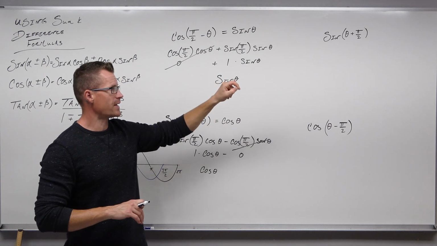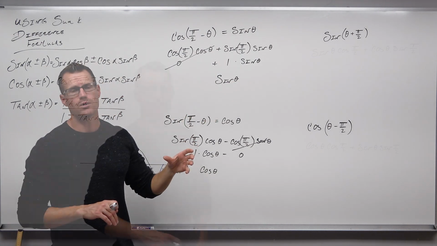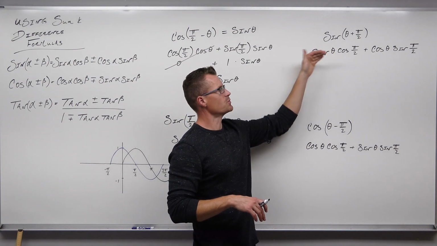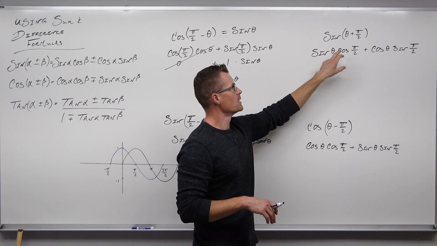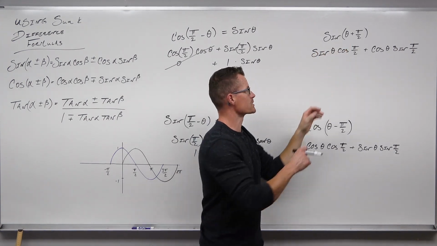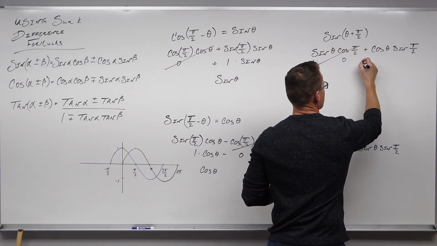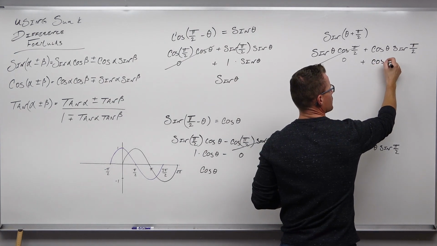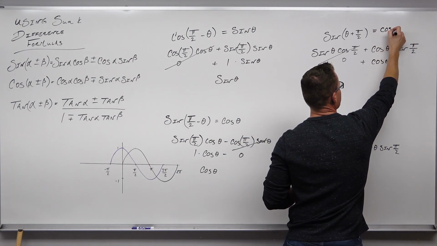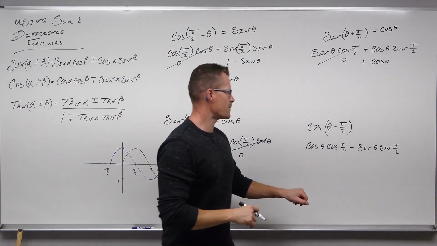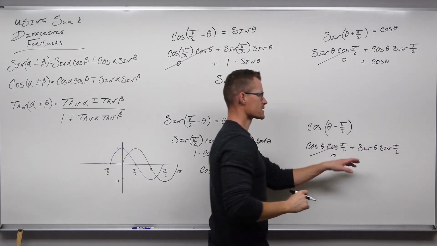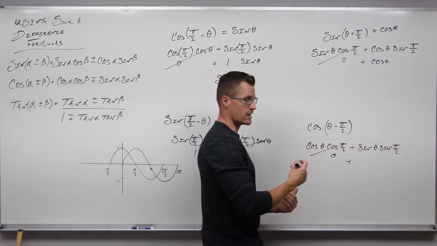So sine of theta plus pi over 2, try it on your own. All right, I've gone ahead and written those out. So sine of theta cosine pi over 2 plus cosine theta sine of pi over 2. Cosine pi over 2 is 0. This whole thing is gone. Sine of pi over 2 is 1, giving us cosine theta. Something very similar happens here. Cosine pi over 2 is 0. This is gone. Plus sine of pi over 2 is 1, leaving us sine of theta.